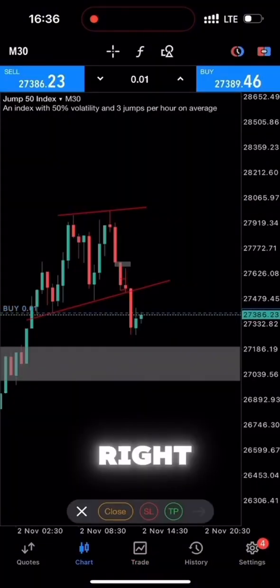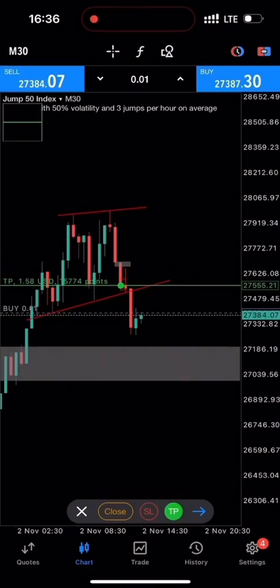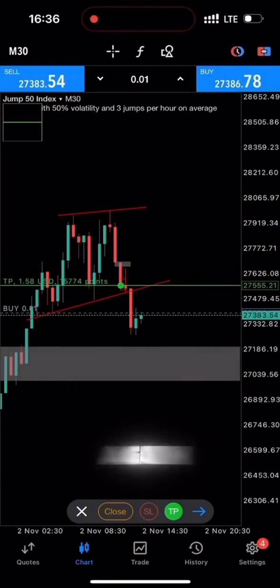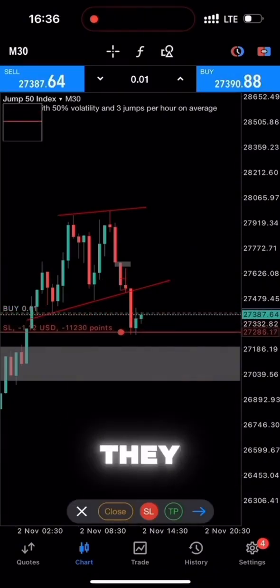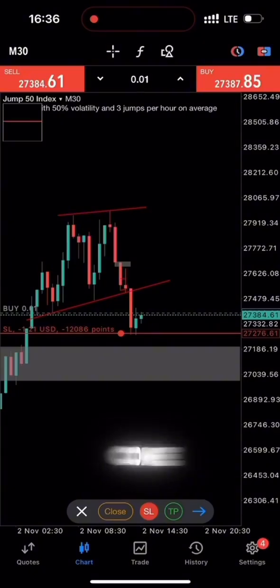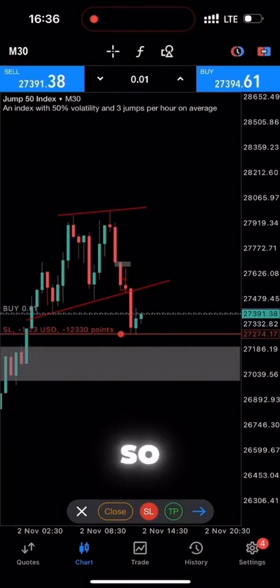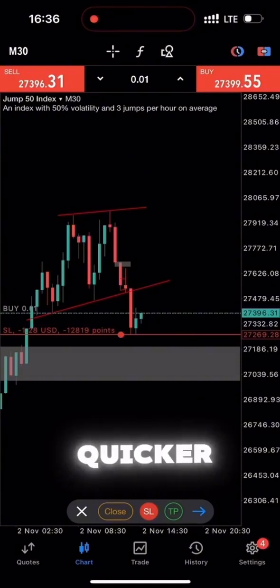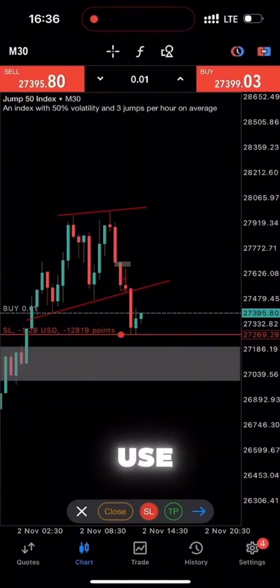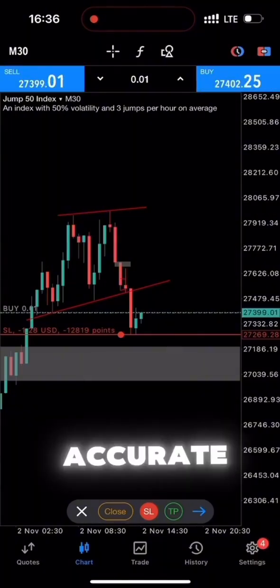Now I'm buying again because I'm anticipating that it has to go to the trend line, as most trends always do. They retest to touch the trend and then they come back with a wick. That's what I'm trying to take advantage of. In the 30 minutes you can use the lower time frame so that the trade will be quicker and faster. If you want to use the H4, make sure you are accurate.